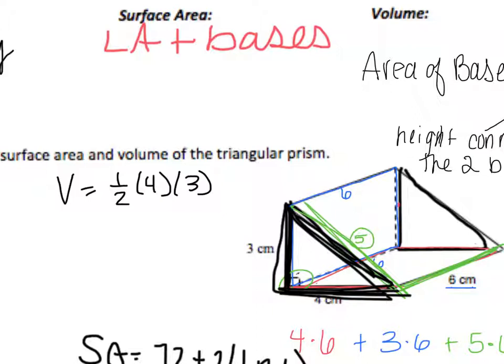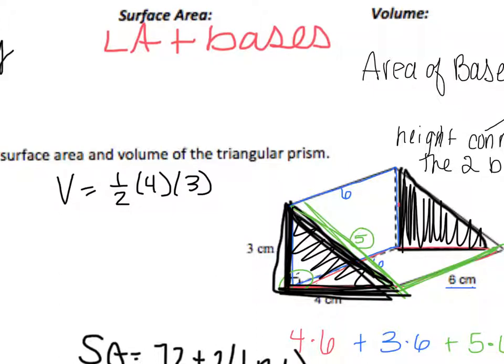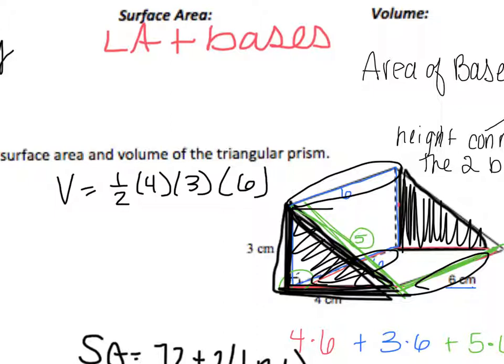So this is what I was talking about, the distance between the two bases. So here's that front base that I colored in black. Here's the back base that I'm coloring in black again. The length that connects the two is this 6 line. That's going to connect them everywhere. So the height of this figure is going to be 6.